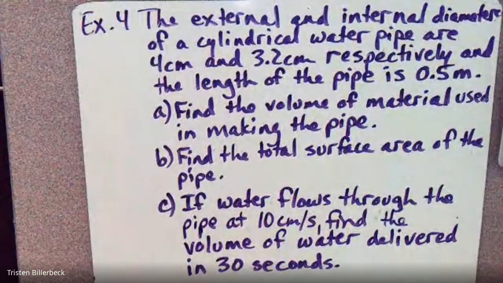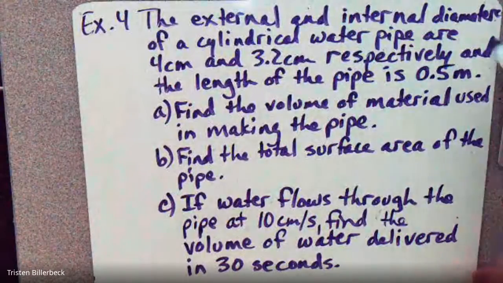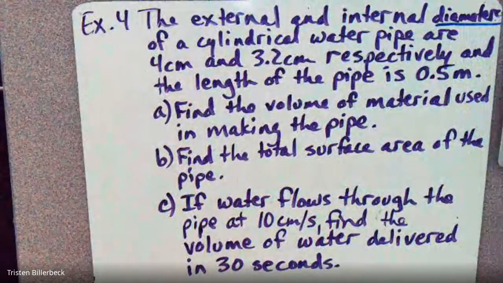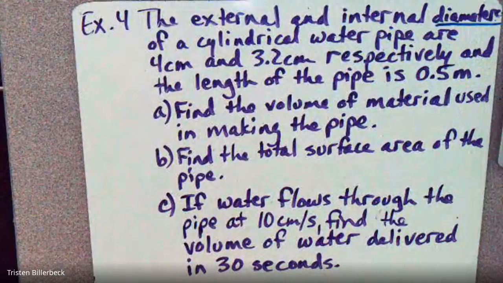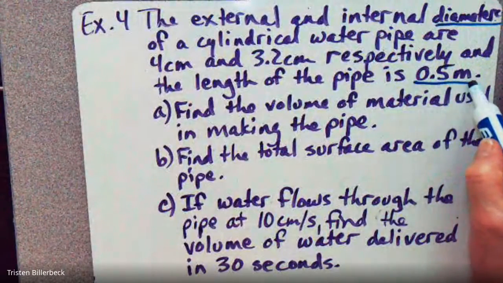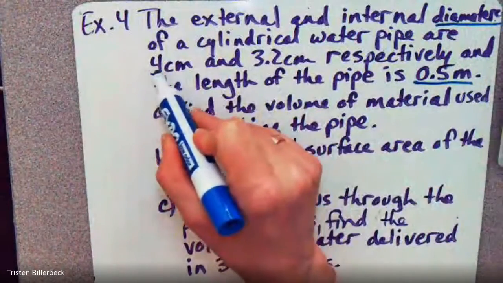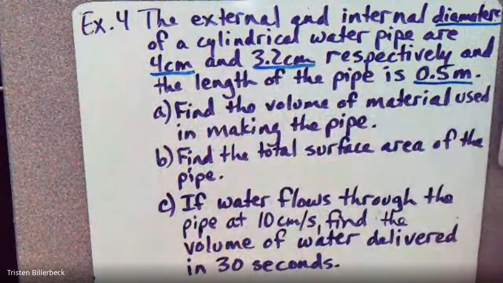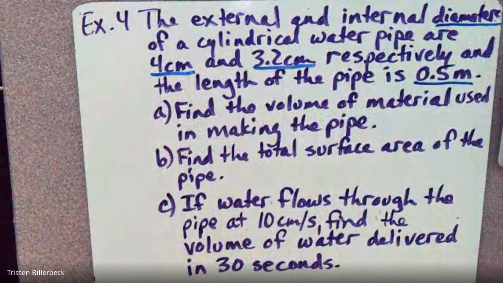All right, so the external and internal diameters, and let's note this is diameters, very important, of a cylindrical water pipe are 4 centimeters and 3.2 centimeters respectively, and the length of the pipe is 0.5 meters. Okay, so if we look at this and we see, oh, centimeters, meters, ooh, that's a problem, isn't it? We have to make sure we don't mix units.